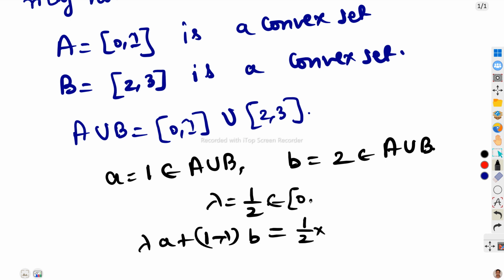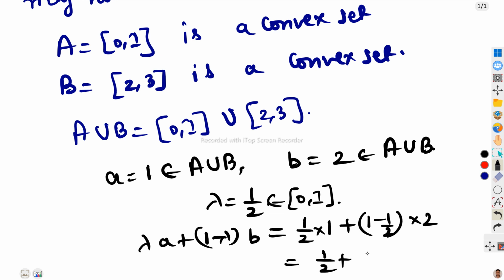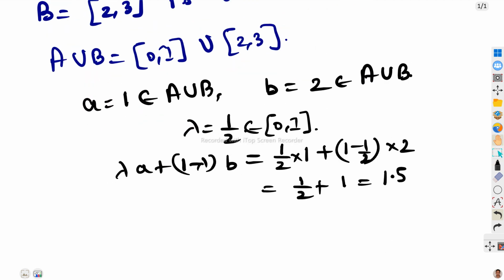Since this is between 0 to 1, we get 1 upon 2 into 1 plus 1 minus lambda into 2, and this is equals to 1 upon 2 plus 1 upon 2 plus 1. This is 1.5, and 1.5 is a real number between 1 and 2, and we have seen that a real number between 1 and 2 does not lie in A union B. So we have checked that 1.5 does not lie in A union B.